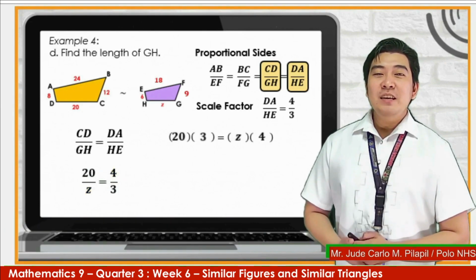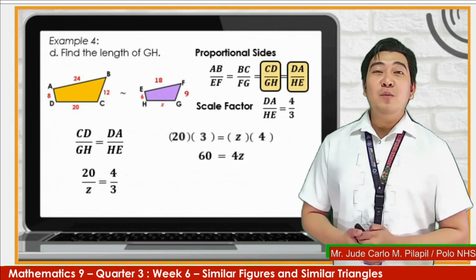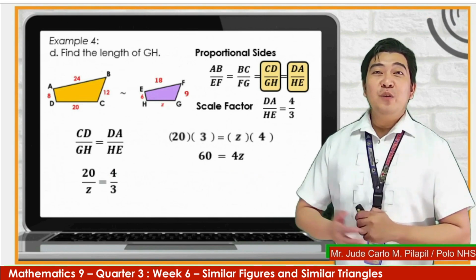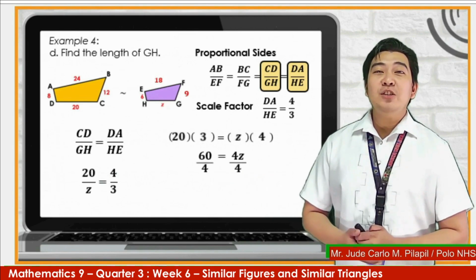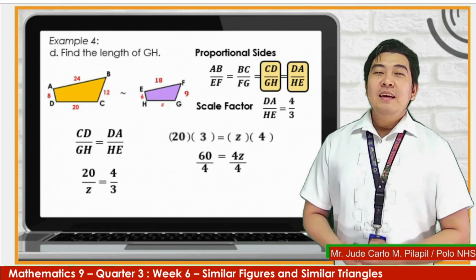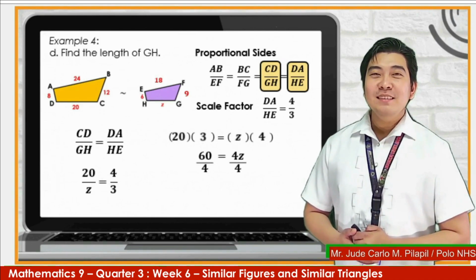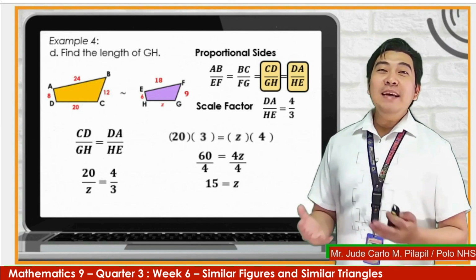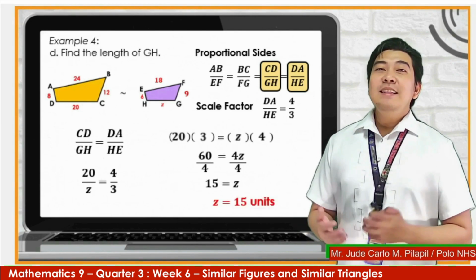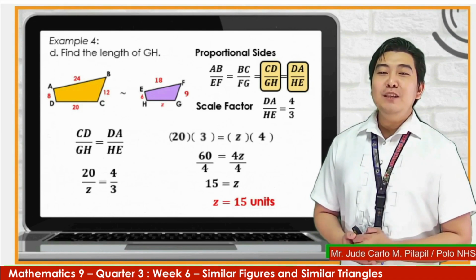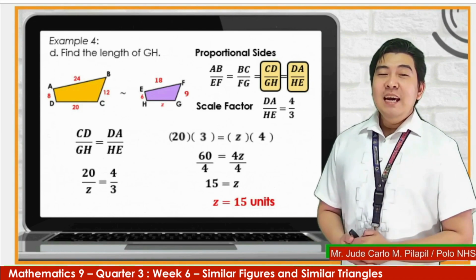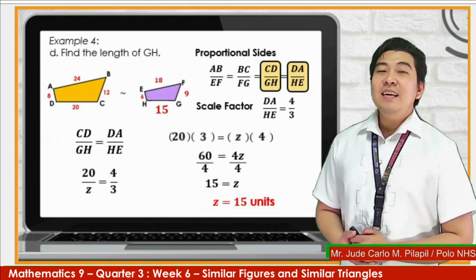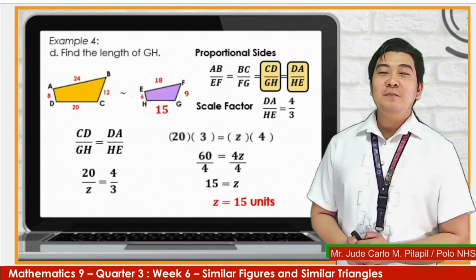By multiplication, we will obtain 60 is equal to 4Z. We only need the value of Z. So therefore, we need to divide both sides of the equation by 4. The result will be, that's correct, 15 is equal to Z. So by symmetric property, we can say that Z is equal to 15 units. Since Z stands for the length of GH, therefore we can say that GH is equal to 15 units.